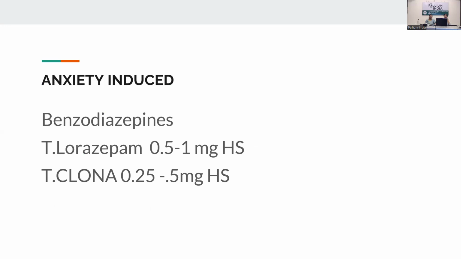Anxiety induced, you can give benzodiazepines. Lorazepam, you can give 0.5 to 1 milligram. Or clonazepam. Anxiety induced, there is no point in giving the other antiemetics.